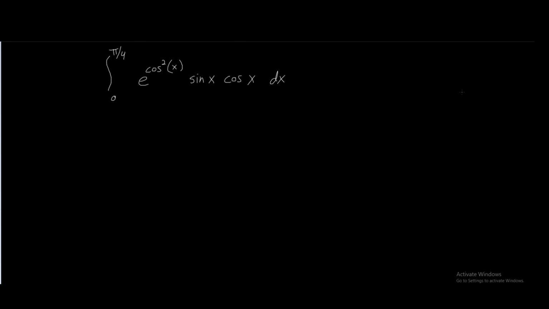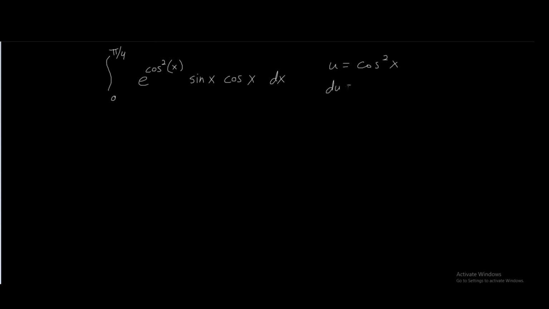Okay, so for this integral, we have the integral of e to the cosine squared of x times sine of x times cosine of x dx, and we want to evaluate that from 0 to pi over 4. So this is going to be a u substitution problem. We're going to pick u is equal to cosine squared of x, because that'll simplify our exponential term over there.